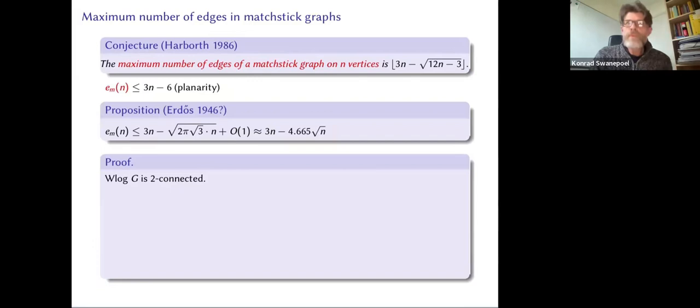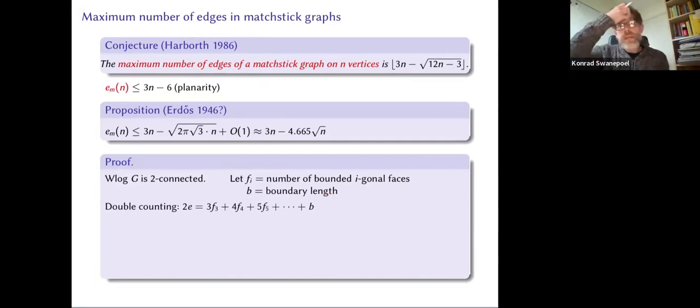First of all, without loss of generality, the graph is going to be connected. Otherwise, you can move disconnected pieces together and do something. You can also assume that it's two connected. Otherwise, you can decompose it into two connected pieces and then use induction somehow. So that's relatively simple. Now let's count the number of faces: the number of triangles, F3, the number of quadrilaterals, F4, the number of pentagons, F5, and so on, and also the outer boundary length.